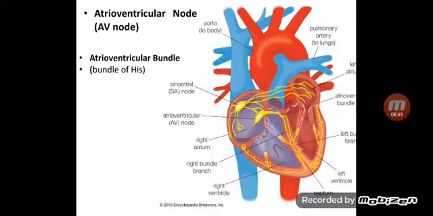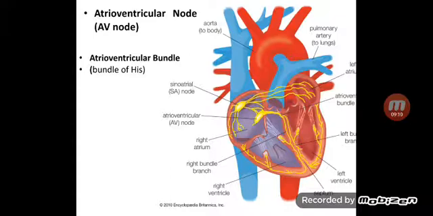The right bundle branch passes and enters the right ventricle in the moderator band, supplied by muscle fiber that we call the moderator band. It goes along the moderator band to supply the wall of the ventricle, then it breaks into Purkinje fibers, which are specialized cardiac muscle fibers supplying the right ventricle.